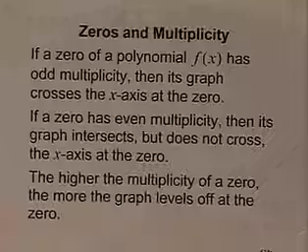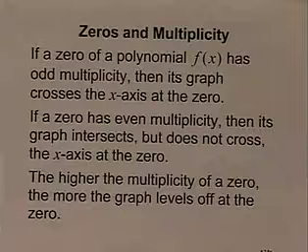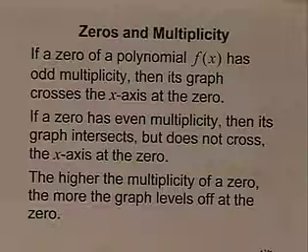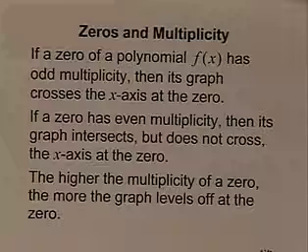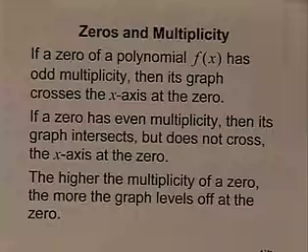Now there is also a connection between the behavior of a graph and a 0 and its multiplicity. Zeros and multiplicity. If a 0 of a polynomial f of x has odd multiplicity, then its graph crosses the x-axis at the 0. If a 0 has even multiplicity, then its graph intersects but does not cross the x-axis at the 0. The higher the multiplicity of a 0, the more the graph levels off at the 0.